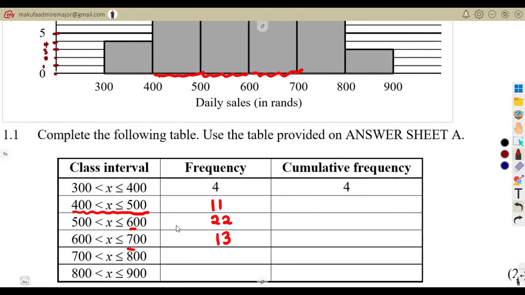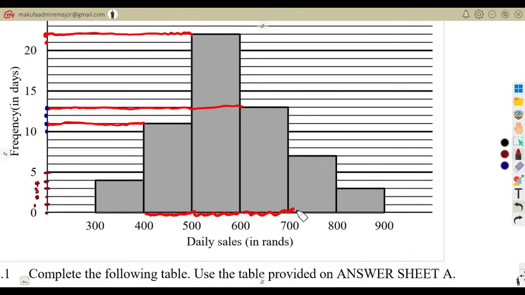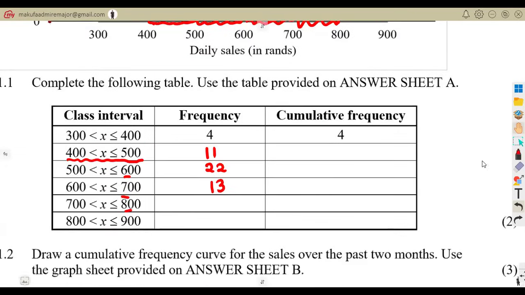You take the frequency as it is. From 700 to 800, the same thing. 700 to 800. This is our bar here straight. Yes, straight in this. So that was supposed to be 5, 6, 7. So that's at 7. So the frequency there is 7.